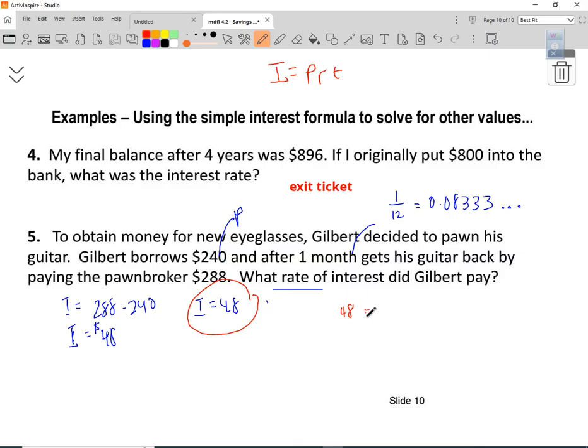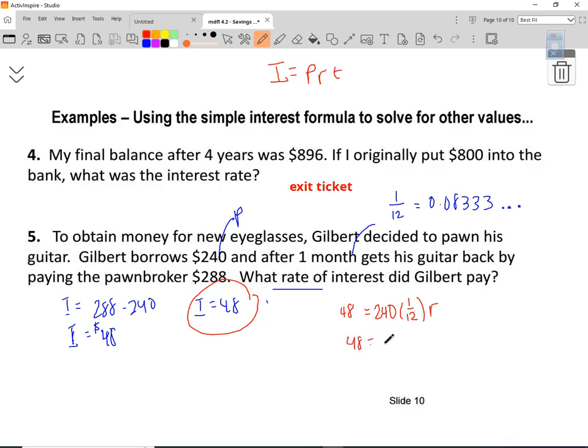So our interest 48 equals our principal amount of 240. The rate is what we don't know, so we're going to put it last, and our time is 1/12, and that's times our rate. So now I'm going to do 240 times 1, I forget how to do the fractions on here. That's okay, we're just going to do 240 times 1 divided by 12, and that equals 20.